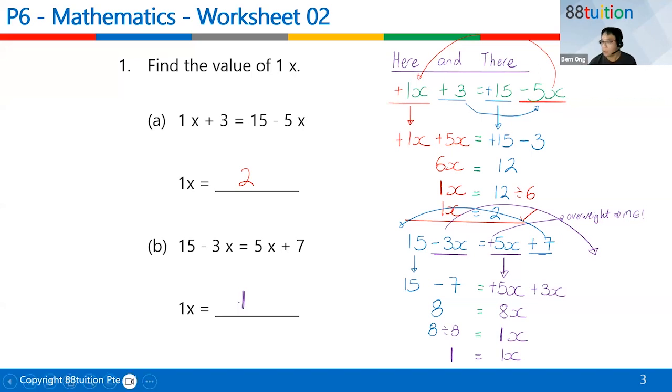So children, this one you have to take note. Can you see that down here, 1 is equal to 1x? You must know that 1x is equal to 1. They are the same thing.